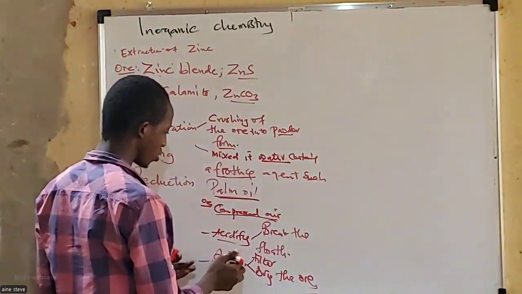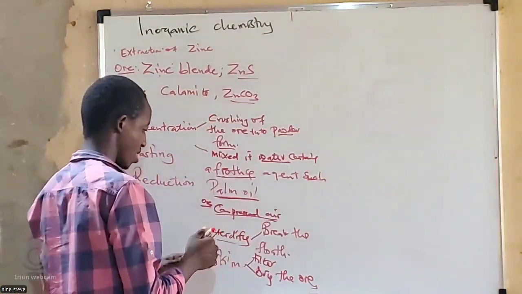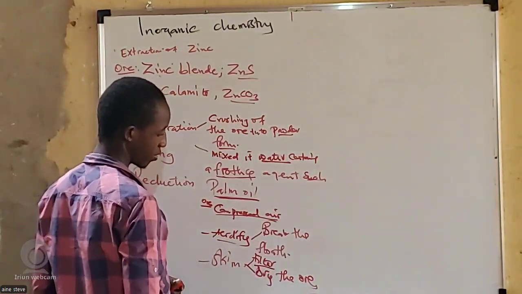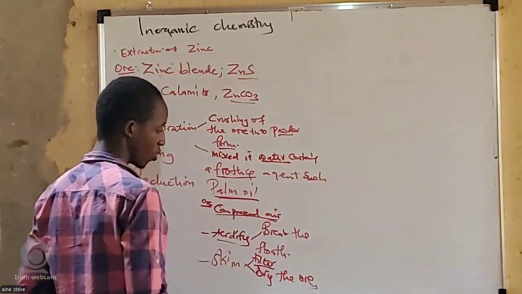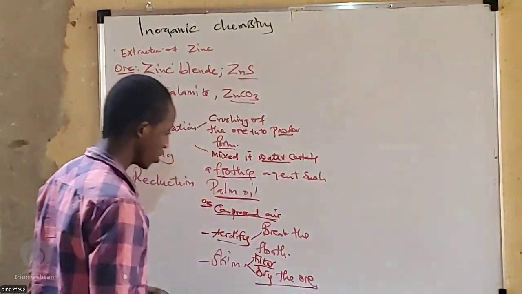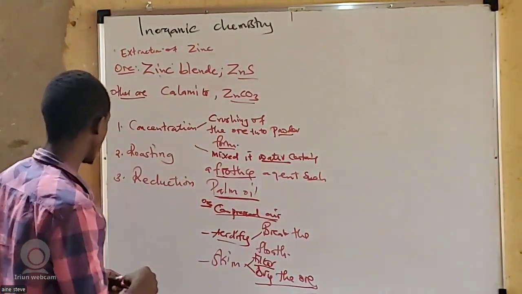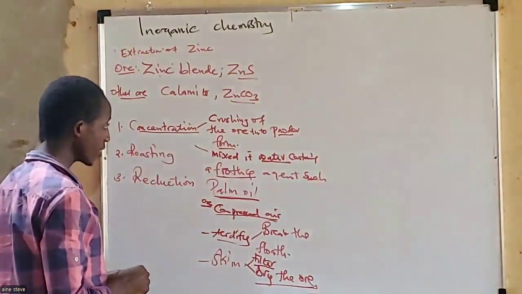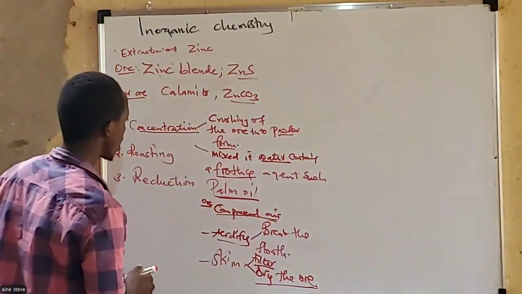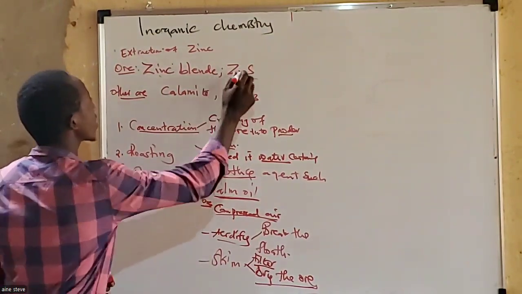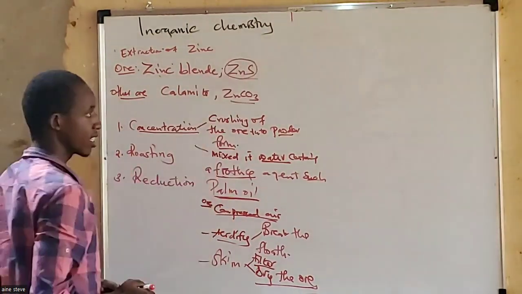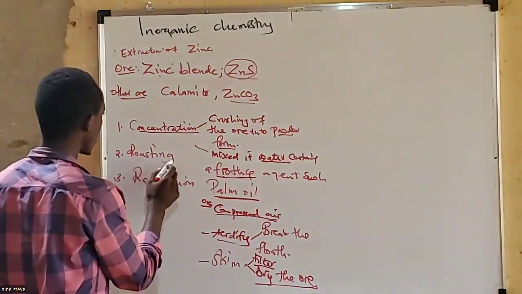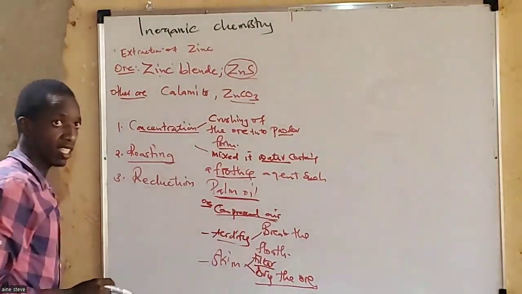Then later on, you skim off. You remove the upper part, and then you filter. After filtering, you obtain the ore and dry it. So that is what is involved in the concentration stage. Okay? So the ore we are talking about is zinc what? Zinc blende.